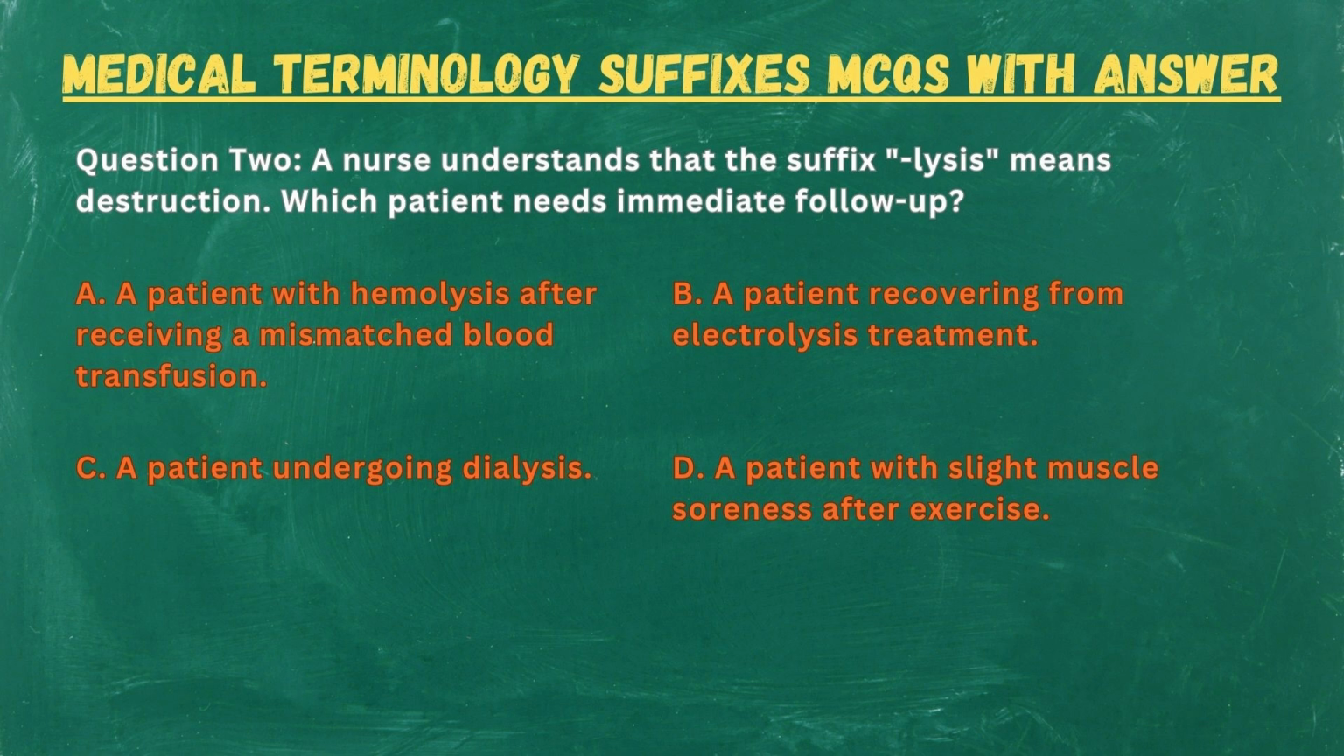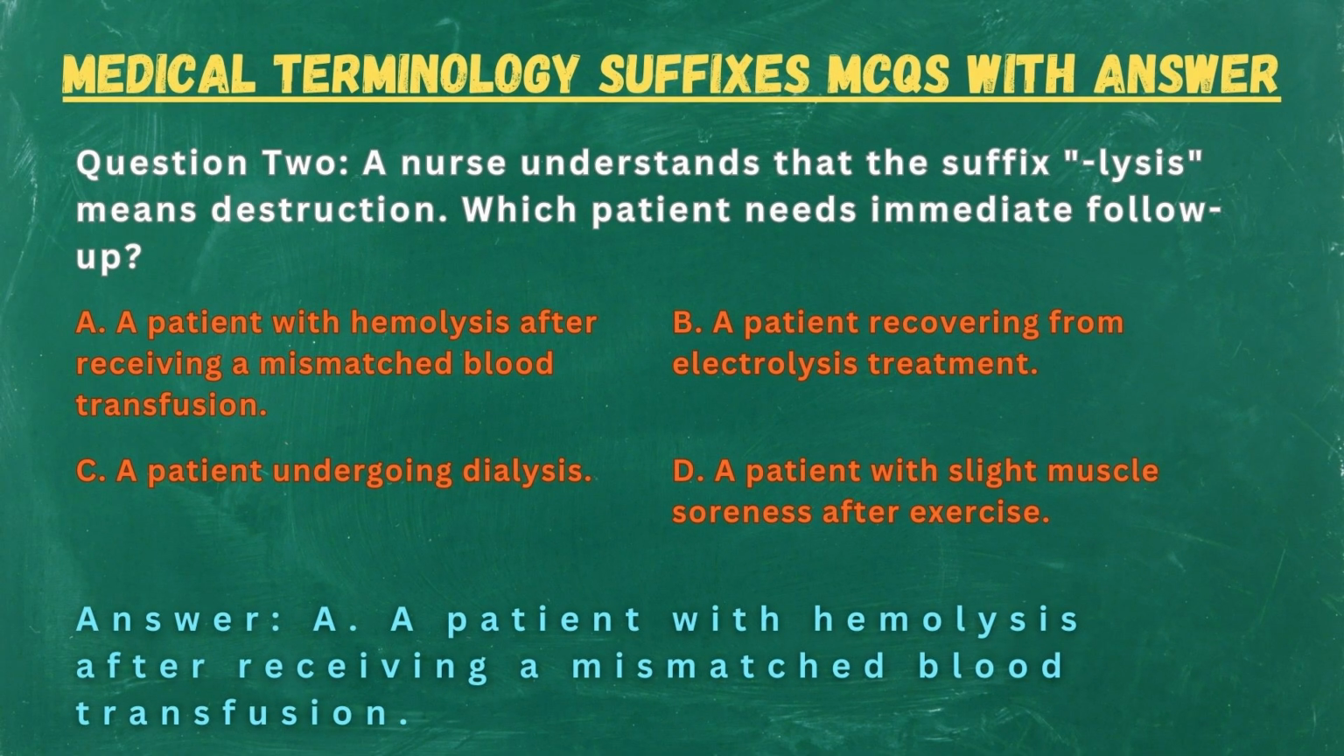A. A patient with hemolysis after receiving a mismatched blood transfusion. B. A patient recovering from electrolysis treatment. C. A patient undergoing dialysis. D. A patient with slight muscle soreness after exercise. Answer: A. A patient with hemolysis after receiving a mismatched blood transfusion.